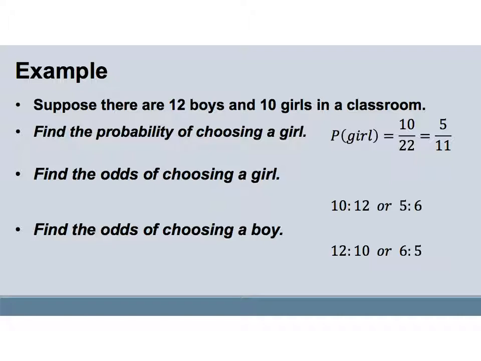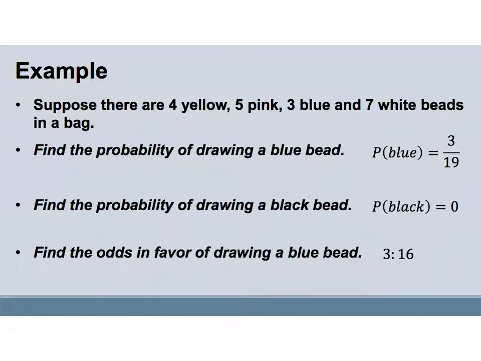Okay, so there's another example of this with beads. Hit pause, try it yourself, hit go when you're ready to see the answer. So we've got 4 yellow, 5 pink, 3 blue, and 7 white beads in a bag. Find the probability of drawing a blue bead. Well, there are 3 blue beads and 19 beads total, so probability of blue is 3 over 19. Find the probability of drawing a black bead. Well, there are no black beads, so it's impossible to draw a black bead, so that would be 0.